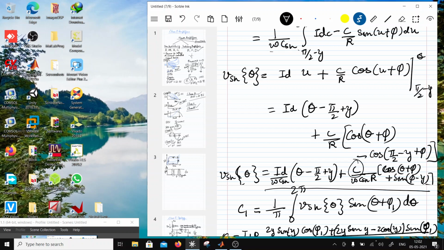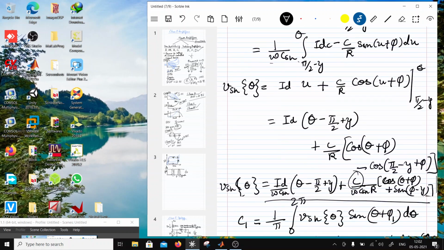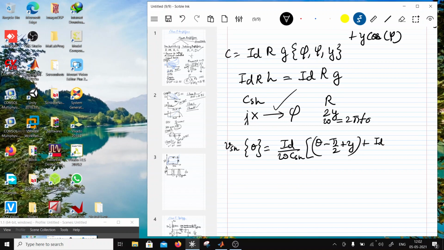Okay, so we are looking at current, right? So from here it is C over R, I_D C R G over R. So this I_D is already outside, so we are left with only G. It will be G times cos of theta plus phi plus sine of phi minus y.